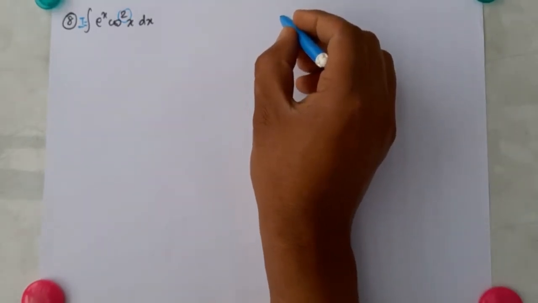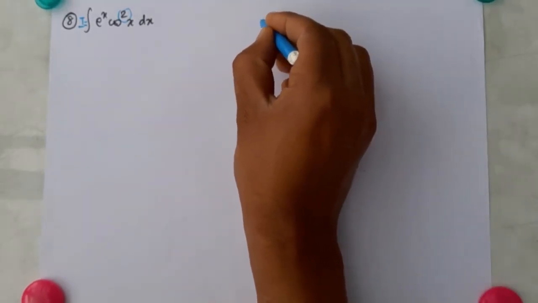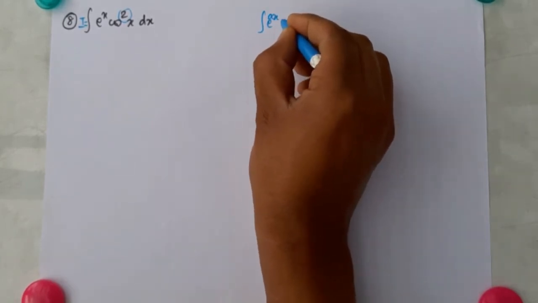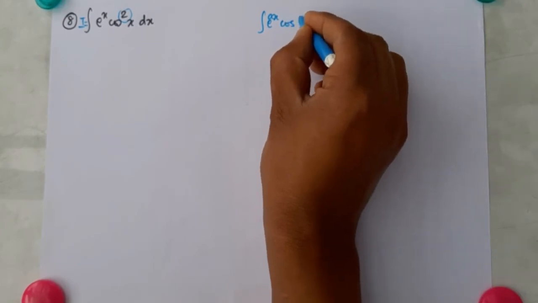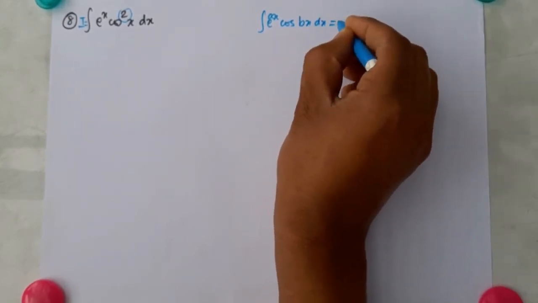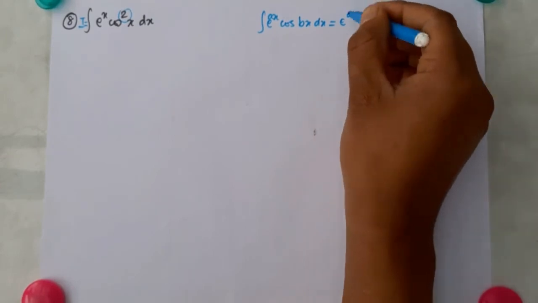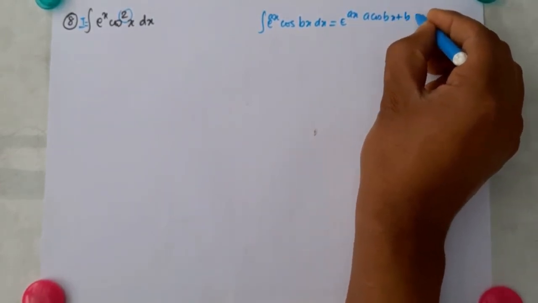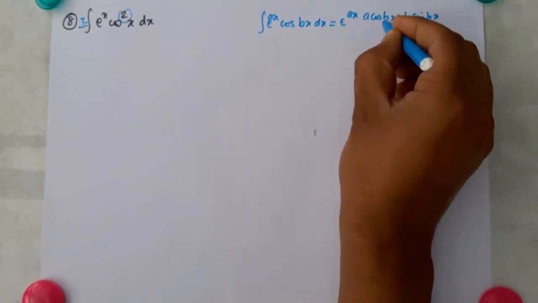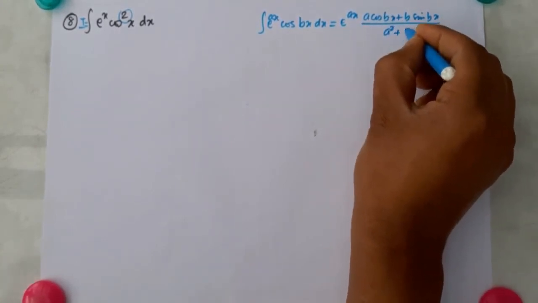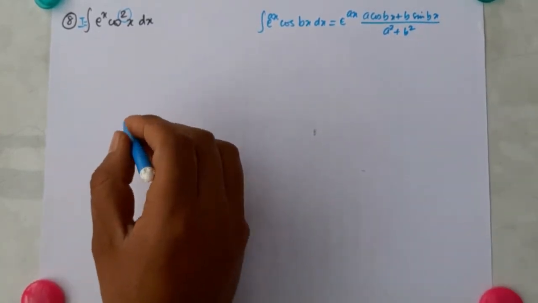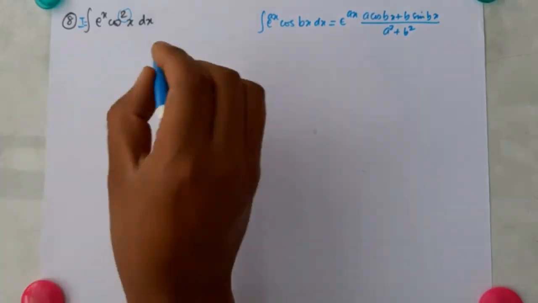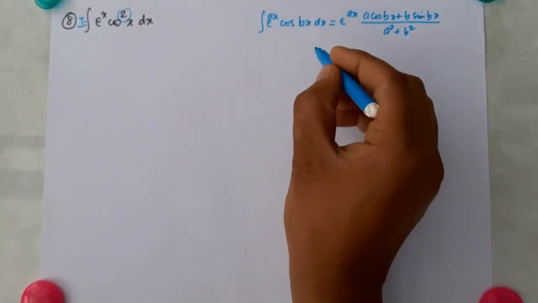The formula that I proved is integral e to the power ax cos bx dx was equal to e to the power ax (a cos bx plus b sin bx) whole divided by a square plus b square. So this was the formula. Now in order to reduce this into this format, I'm going to make use of one more formula from your class 11 trigonometry.